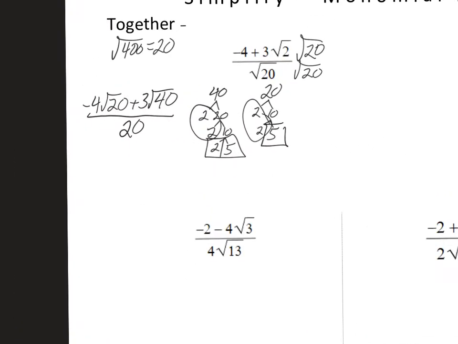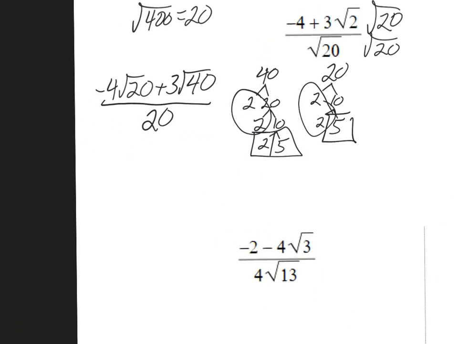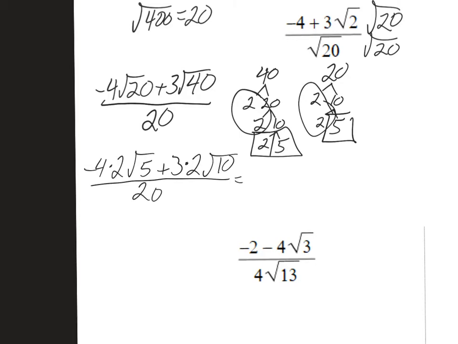So on the top, I'm going to write down negative 4 times 2 radical 5 plus 3 times 2 radical 2 times 5 is 10 all over 20. So that's going to simplify down to negative 4 times 2, that's negative 8, radical 5 plus 3 times 2, so 6 radical 10 over 20.